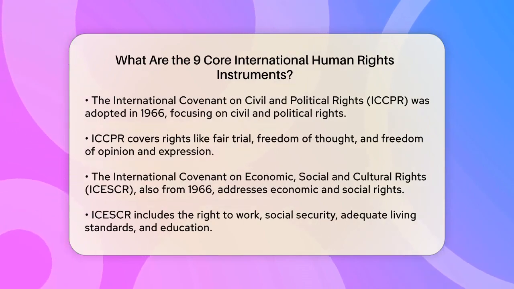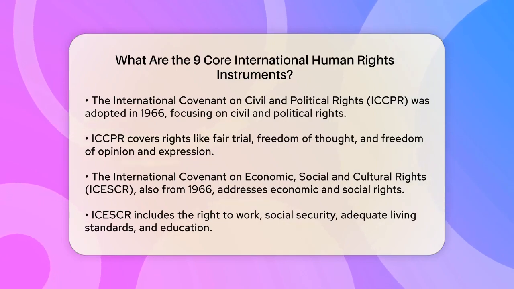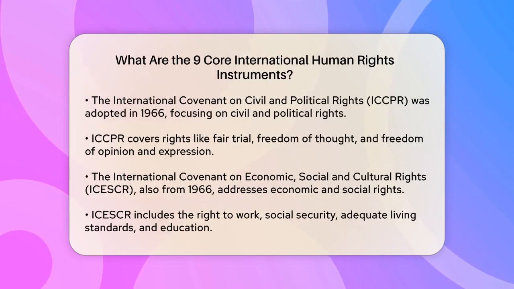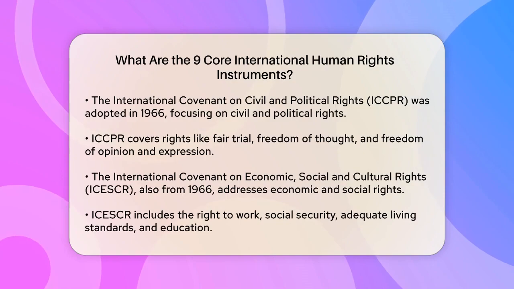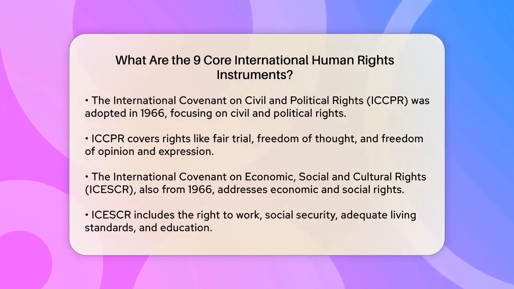The International Covenant on Economic, Social, and Cultural Rights, ICSCR, also adopted in 1966, deals with economic, social, and cultural rights. These include the right to work, the right to social security, the right to an adequate standard of living, and the right to education.